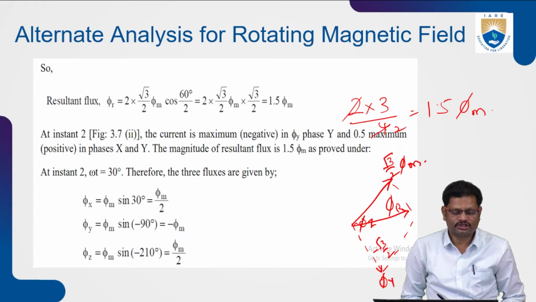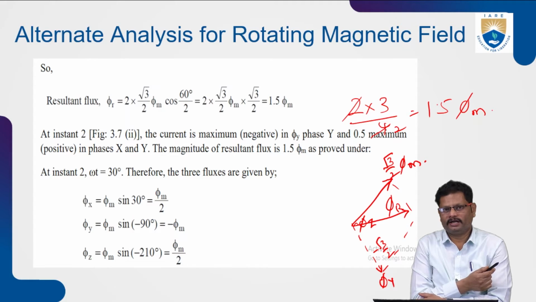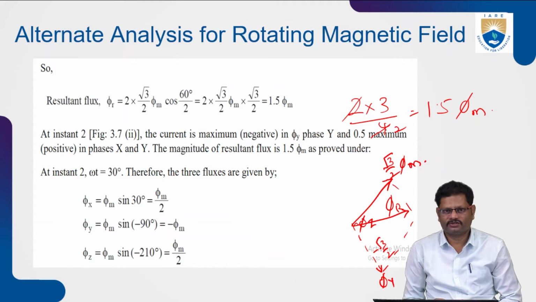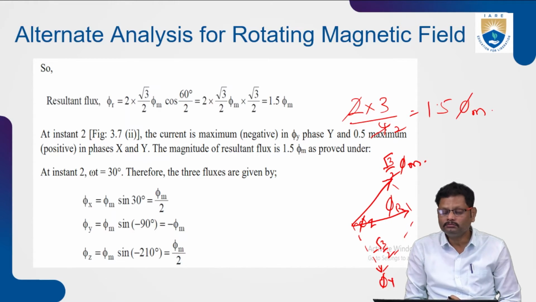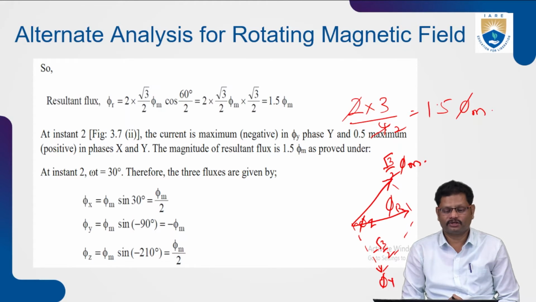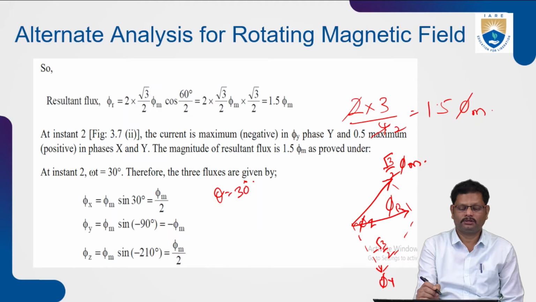Here, at this instant, the current in x phase equal to 0, the current in y phase equal to minus root 3 by 2, and the flux in z phase equal to plus root 3 by 2. So the magnitude of the resultant flux equals 1.5 times the maximum. So we are taking the theta value equal to 0, then theta equal to 30 degrees.